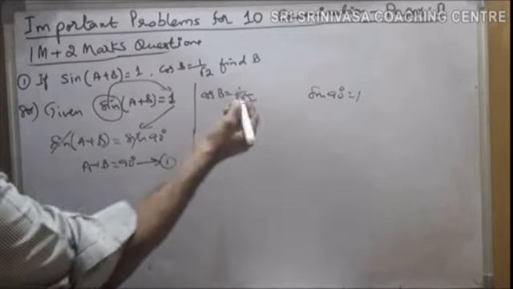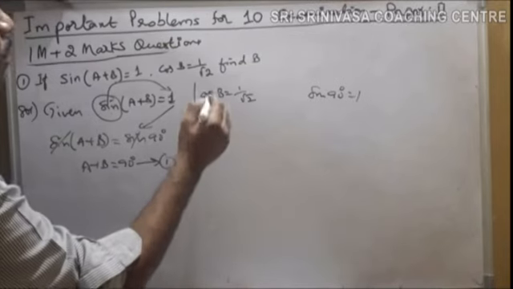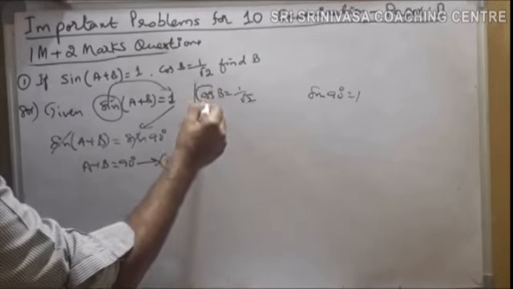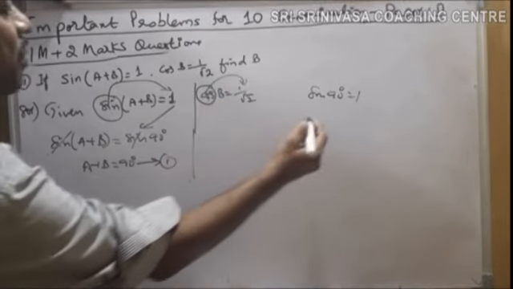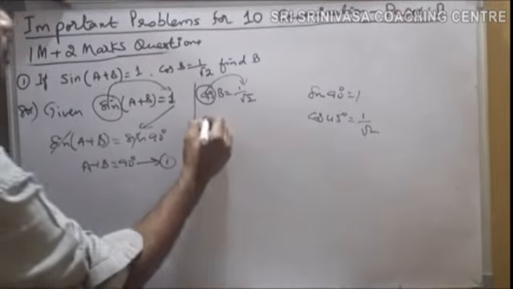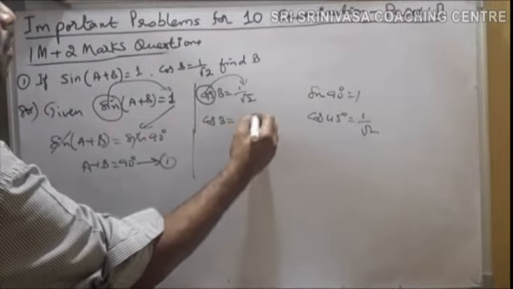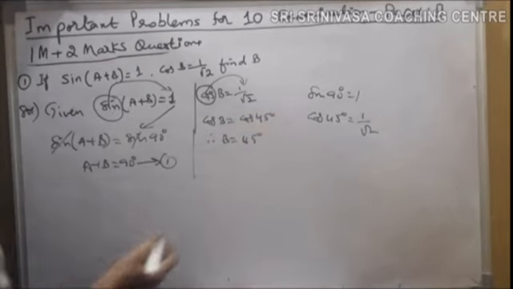Now go for second equation. Given that cos b equal to 1 by root 2. Now my trigonometric ratio here is cos. So try to express 1 by root 2 in terms of cos. Already we know cos 45 degrees equal to 1 by root 2. So I'll take cos b equal to cos 45. Therefore I can say b equal to 45 degrees.